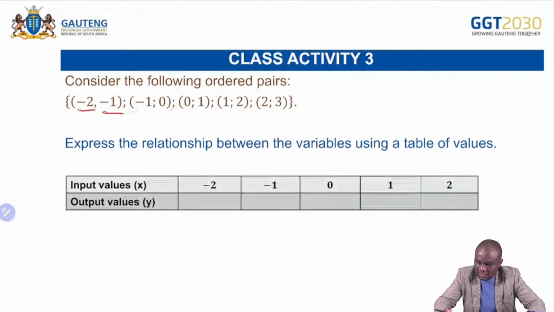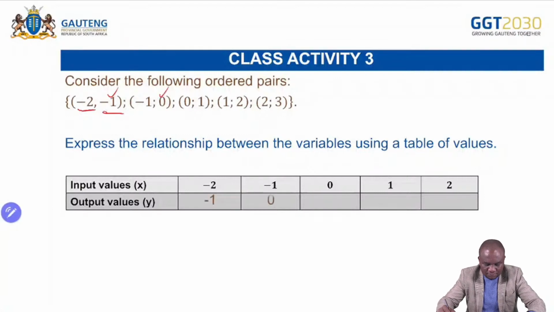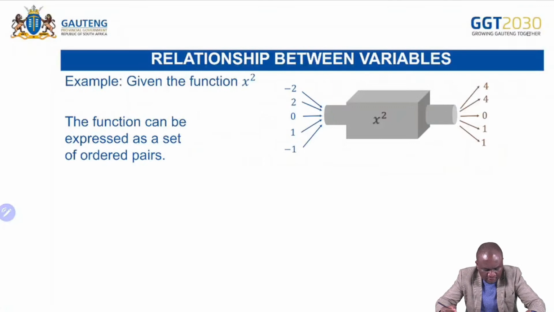Welcome back. I really hope you managed to come up with your table of values. -2 will give us -1. -1 will give us 0. 0 will give us 1. 1 will give us 2. Then 2 will give us 3. So these ordered pairs represent what? A function. Input, output. The table of values also represents a function. We have input values, output values. And then the function can be expressed as a set of ordered pairs.